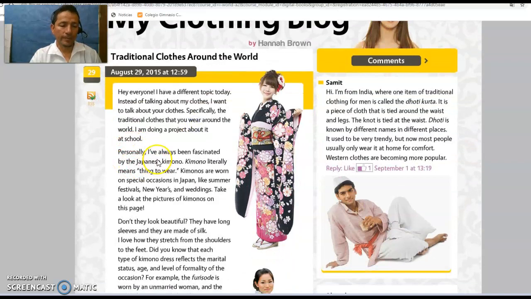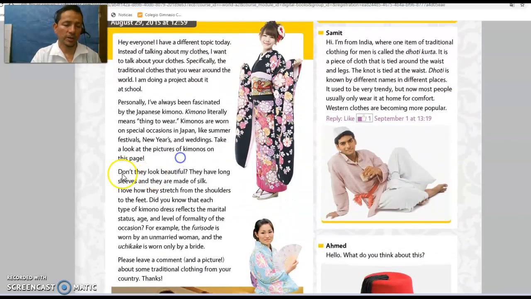Personally, I've always been fascinated by the Japanese kimono. Kimono literally means "thing to wear." Kimonos are worn on special occasions in Japan, like festivals, New Year's, or weddings. Take a look at the pictures of kimonos on this page. Don't they look beautiful? They have long sleeves and they're made of silk. I love how they stretch from the shoulders to the feet.